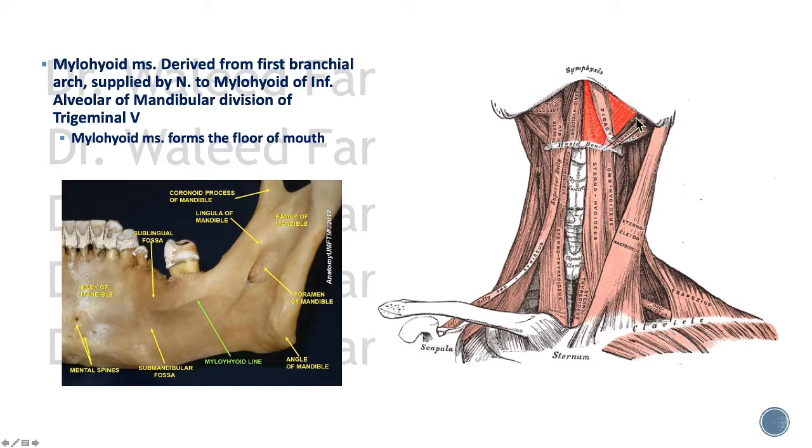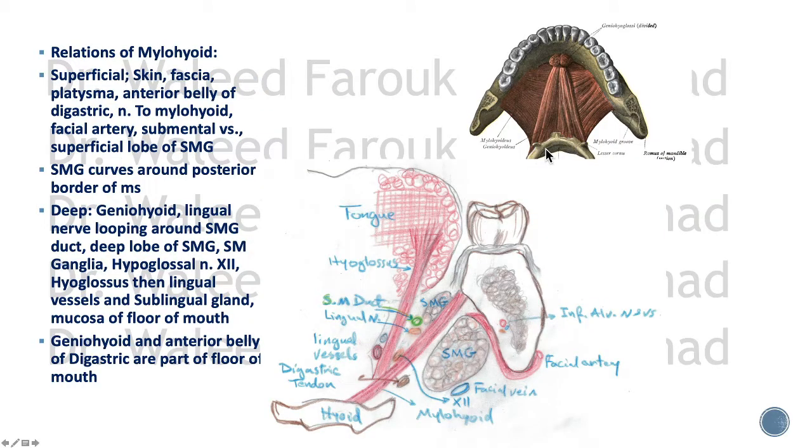Its nerve supply is the nerve to mylohyoid, that comes from the inferior alveolar, that comes from the mandibular division of the trigeminal nerve. So it's supplied by the fifth cranial nerve. So the mylohyoid is a derivative of the first branchial arch. See? It's easy. Okay. Now about the relations of the mylohyoid, and this is not easy.